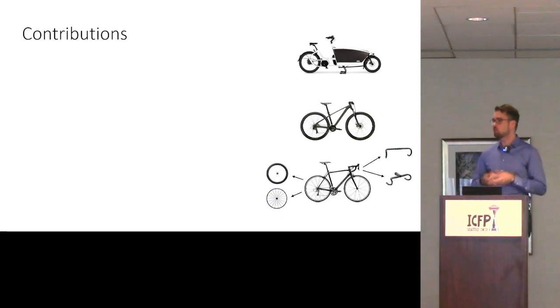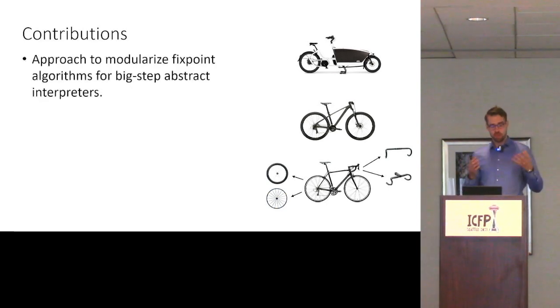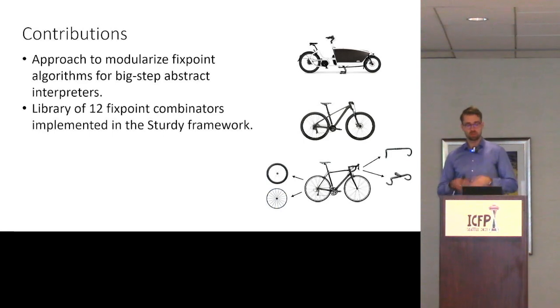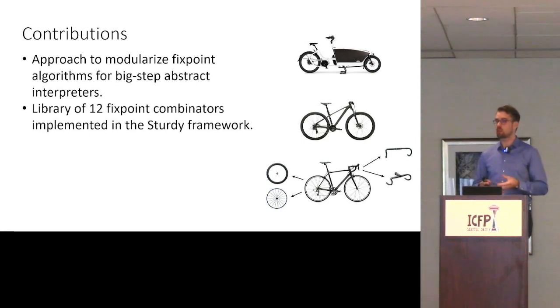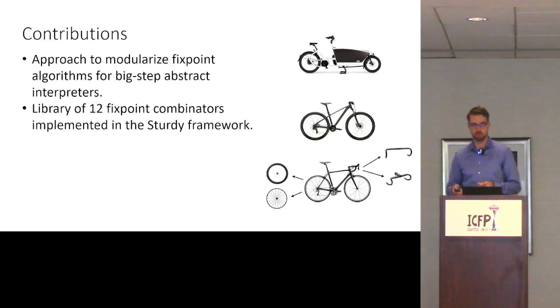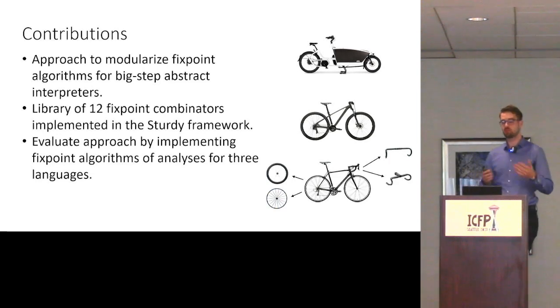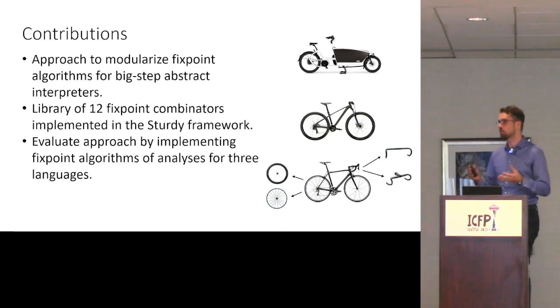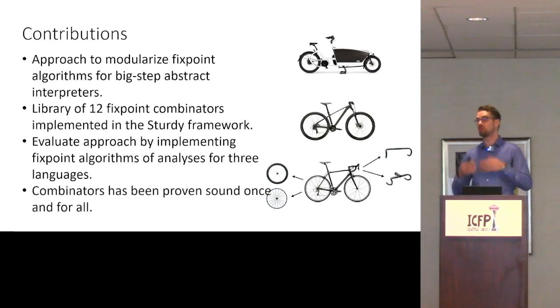And with this, let me conclude this talk by reiterating the contributions of this work. We describe an approach to modularize the implementation of fixed point algorithms for big step abstract interpreters by means of fixed point combinators. We've implemented a library of 12 different fixed point combinators as part of the Sturdy analysis framework. We then use these combinators to implement fixed point algorithms for analyses for 3 different languages, to show that the combinators are reusable and practical. Lastly, we developed a theory for soundness of these fixed point combinators, which allows us to prove combinators sound once and for all. And with this, I thank you very much for your attention, and I'm ready to take your questions.